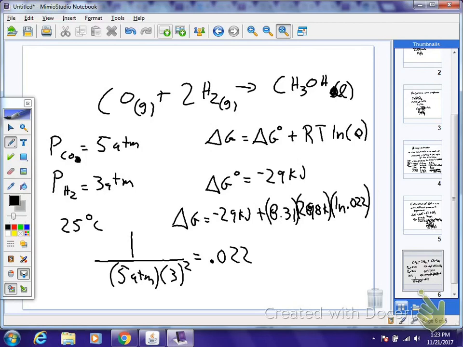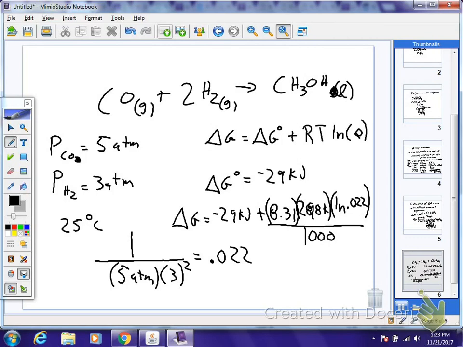So this will be in joules, and then we'll have to divide that by what? 1,000. So then we can get it in kilojoules, because this 8.31 will always be in joules, because that's what it's always measured in. That's the R.